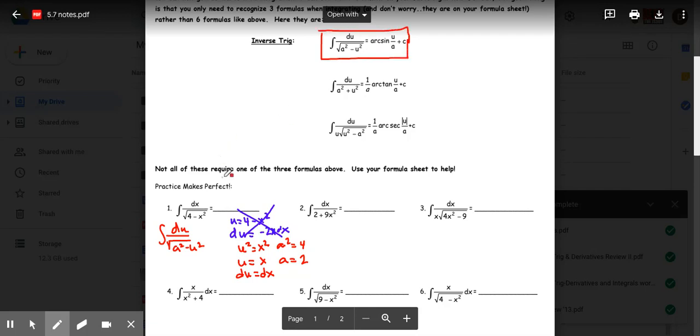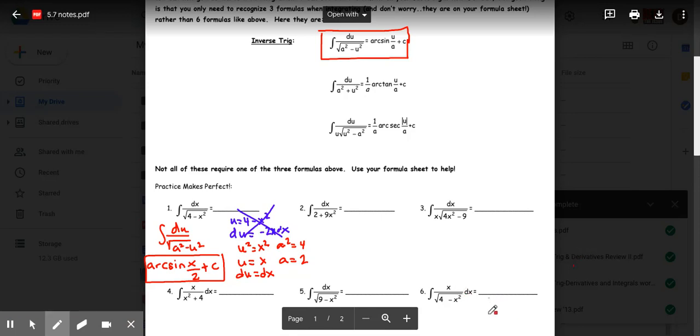So that integrates to arc sine of u, which is x, this is why we write it all out, over a, which is 2, plus c. All right, that's a plus c. That's horrible. Come on, Bo, come on. Okay. Plus c. All right.